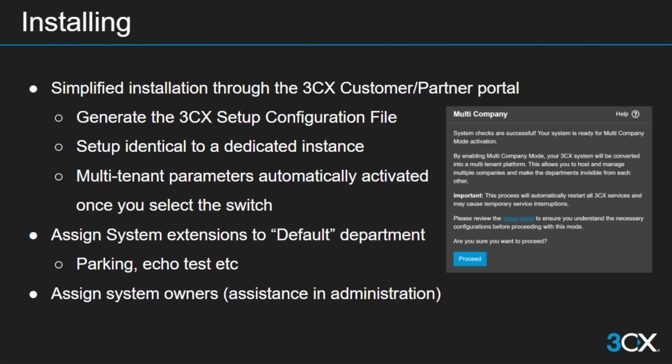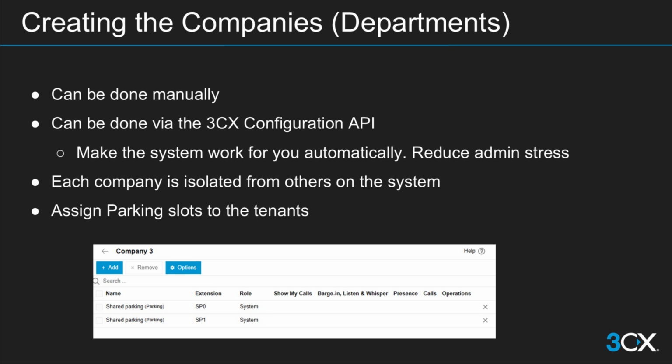The setup is also nearly identical to a dedicated instance. We do have a guide on our website to assist you. You can assign system extensions and system owners to the default department, which is the administrative tenant for this system. This will help with administrative tasks, keeping management burdens to a minimum. You can manually create separate companies or automate the process via the new 3CX configuration API. Automation helps reduce the administrative workload, which will save you time and money.